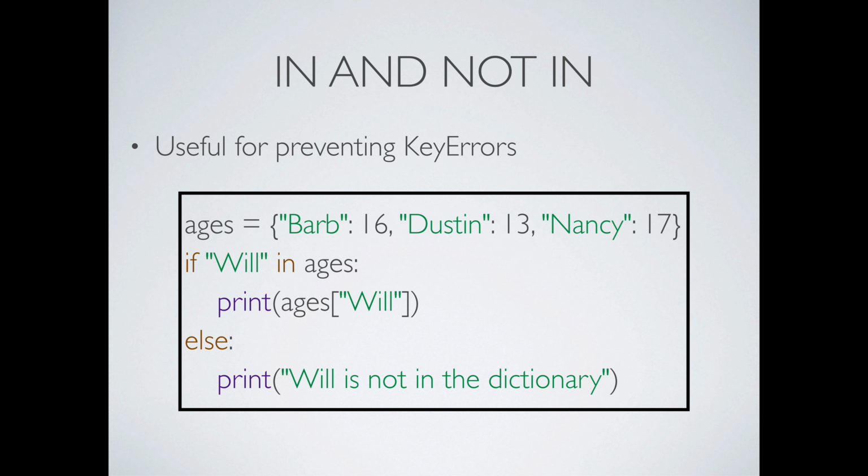So again, in and not in, super useful for preventing these error messages. And again, in and not in are going to check to see if the key is in the dictionary.